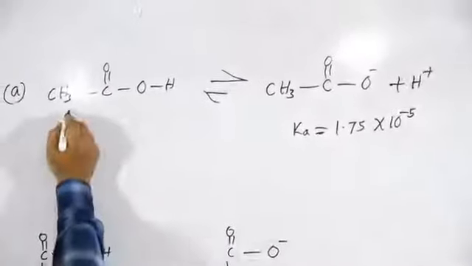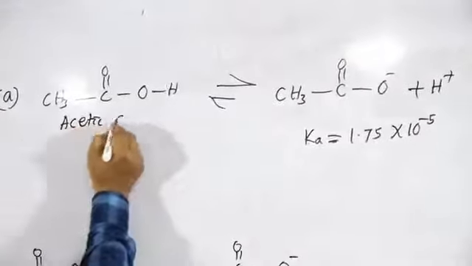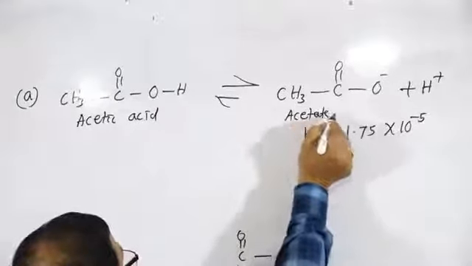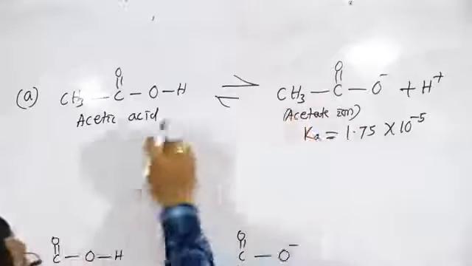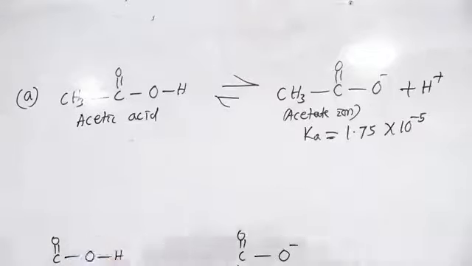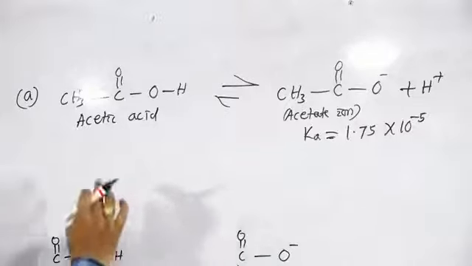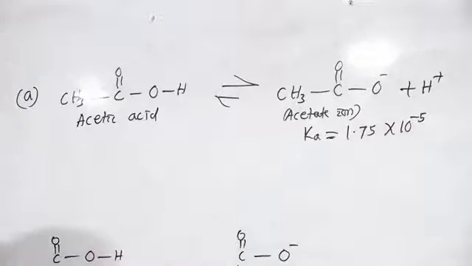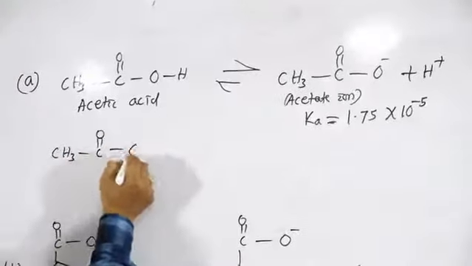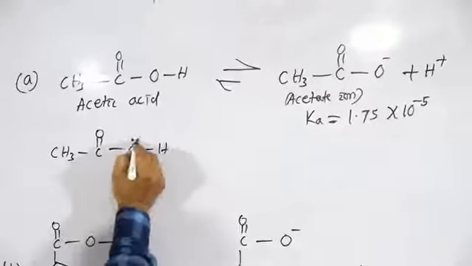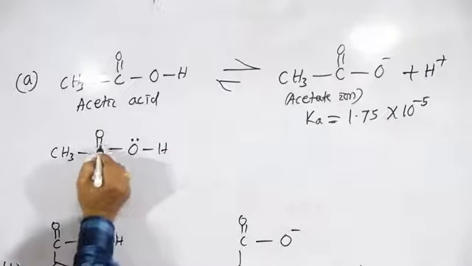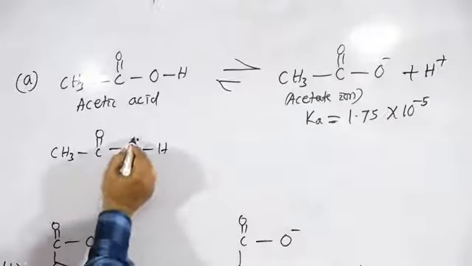This is your acetic acid and this is your acetate ion. We have to compare the stability of these two. In this case, the acetate ion will be more stable. Why will it be more stable? First, we have to draw the resonating structures of acetic acid. CH3, C double bond O, OH, where the oxygen atom contains a lone pair of electrons in conjugation: lone pair, single bond, double bond, that is conjugation. So resonance is going on.